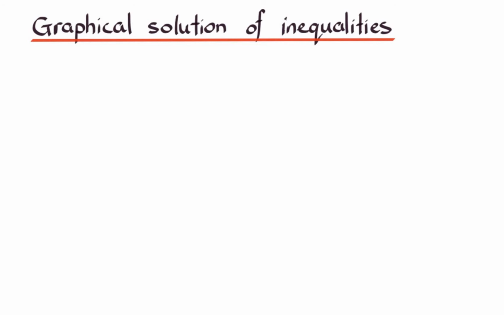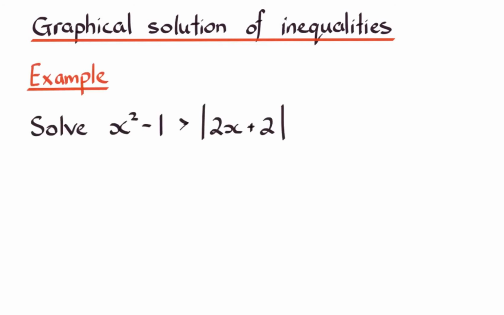So take this question for example. Solve x squared minus 1 greater than the absolute value of 2x plus 2. Now both these functions on the left and the right hand side are relatively easy functions for us to sketch. So if we sketch both of these, then to solve the inequality we just need to find where this function x squared minus 1 is greater than this function on our graph.